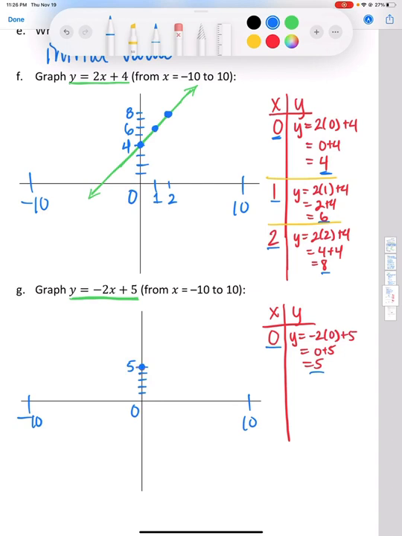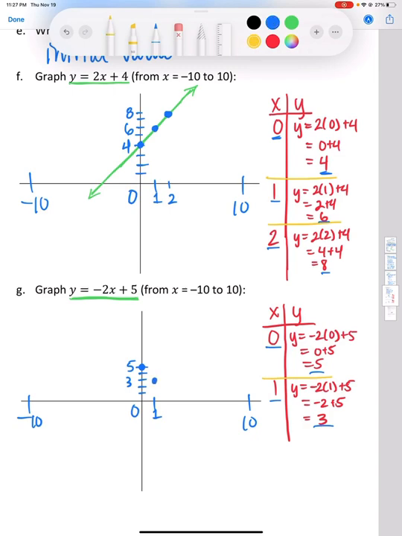There's 0, 5. Okay, our next point is going to be 1. When x is 1, what will we have? So y is equal to negative 2 times 1 plus 5. That's equal to negative 2 plus 5, which is equal to 3. Okay, so next we're going to plot 1, 3. So we'll do 1 here and 3 up. So that's 3 right here.